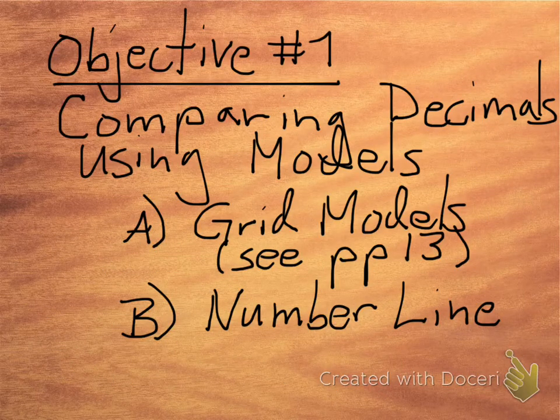We've got two objectives that we need to deal with here. The first objective is to take two decimals and compare them or put them in order by using models. Now there's two principal models that we're going to talk about. The first model is kind of a picture, and it's a grid model. And in a grid model, what we do is we take a whole unit and we treat it like a box.